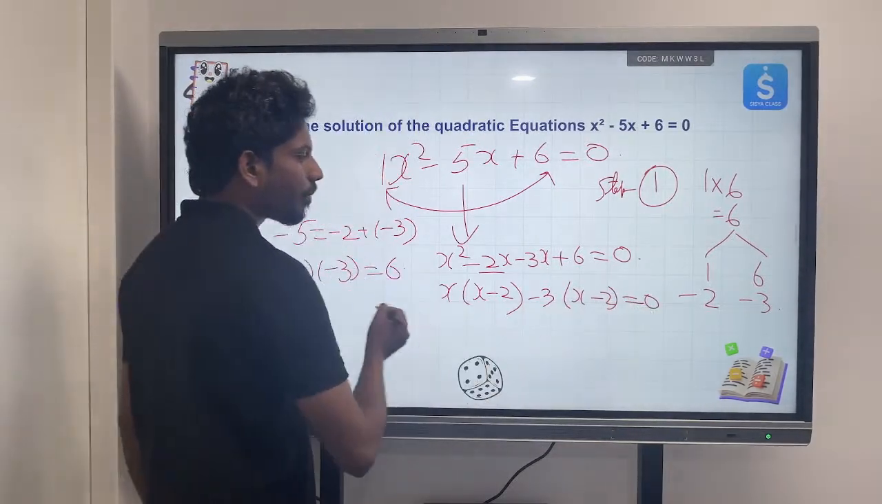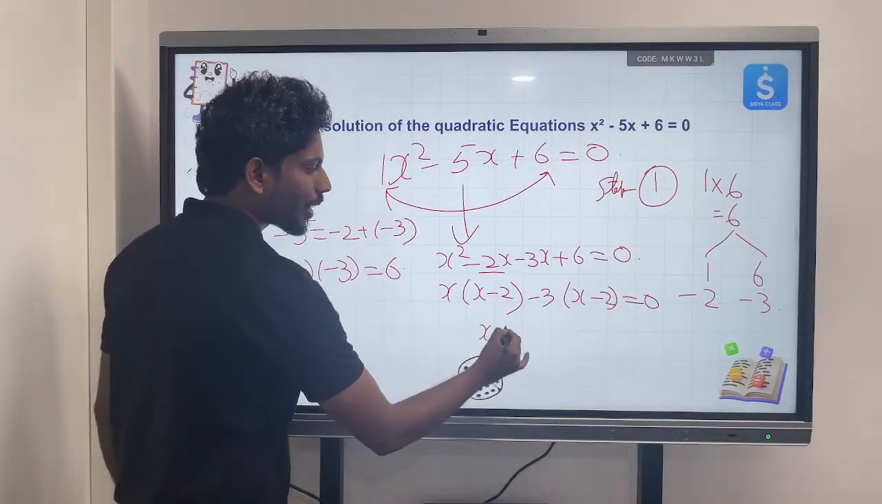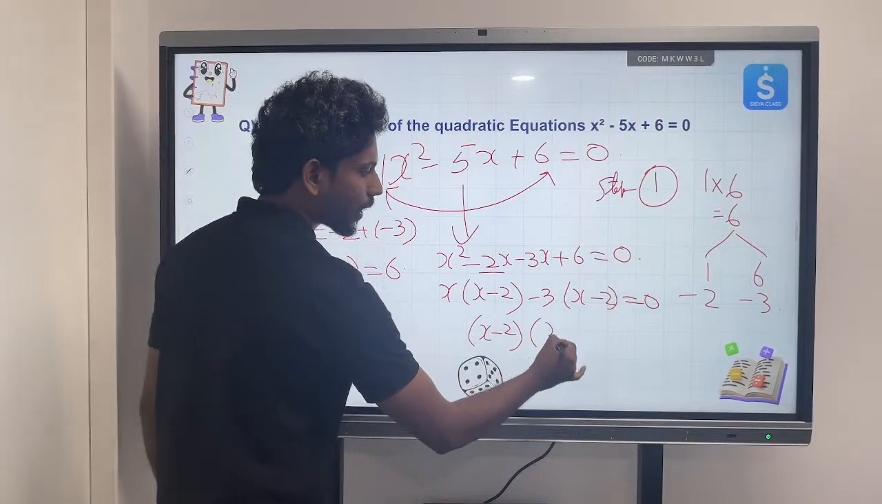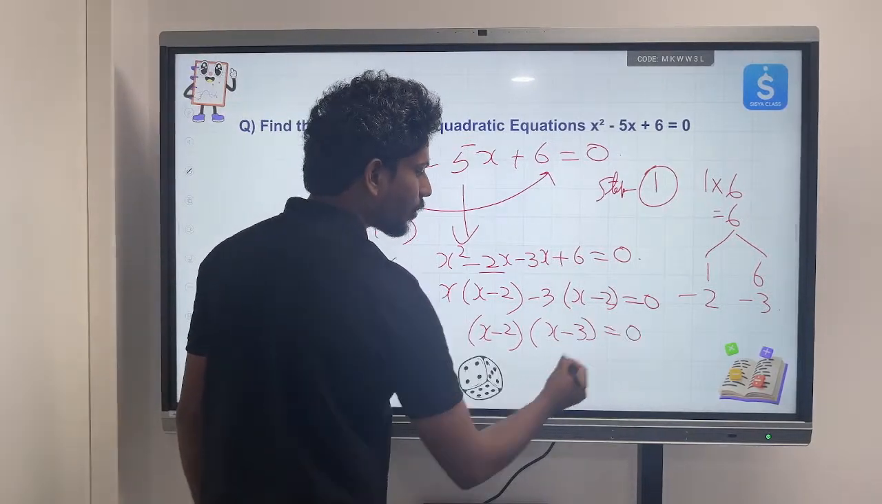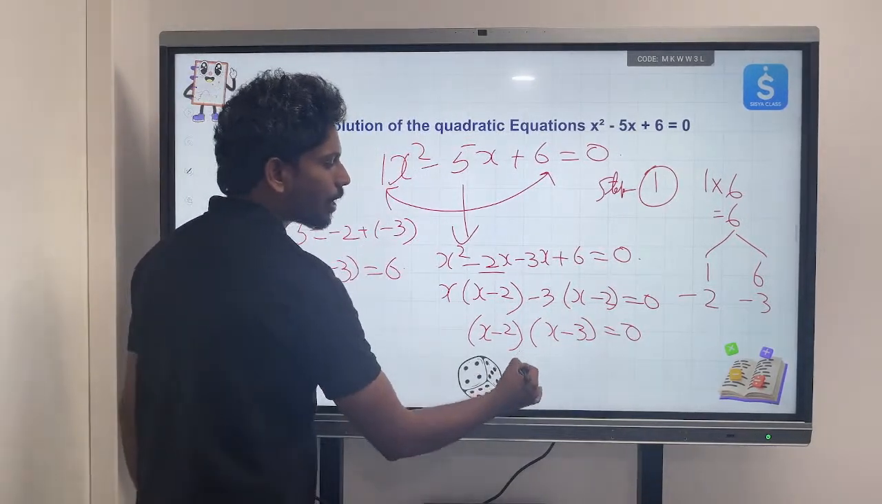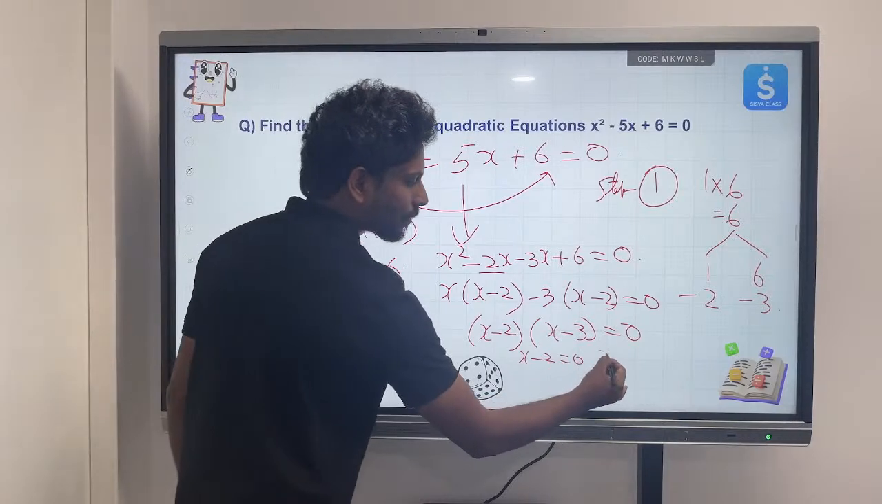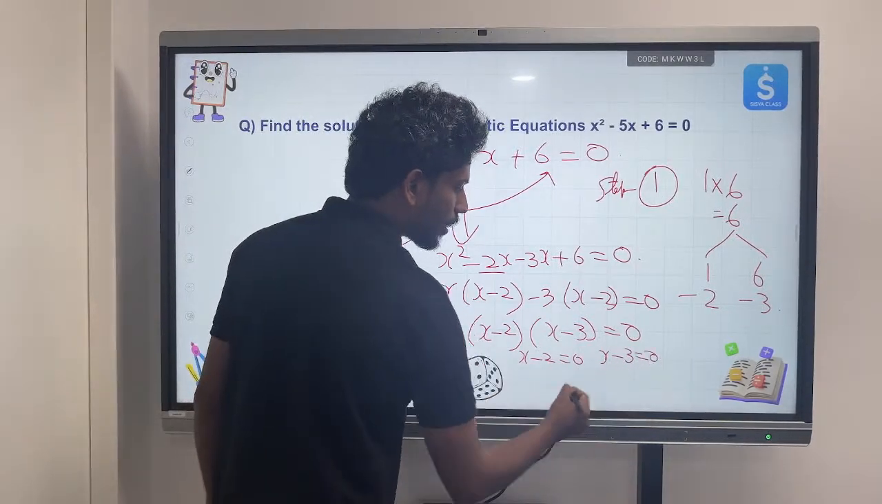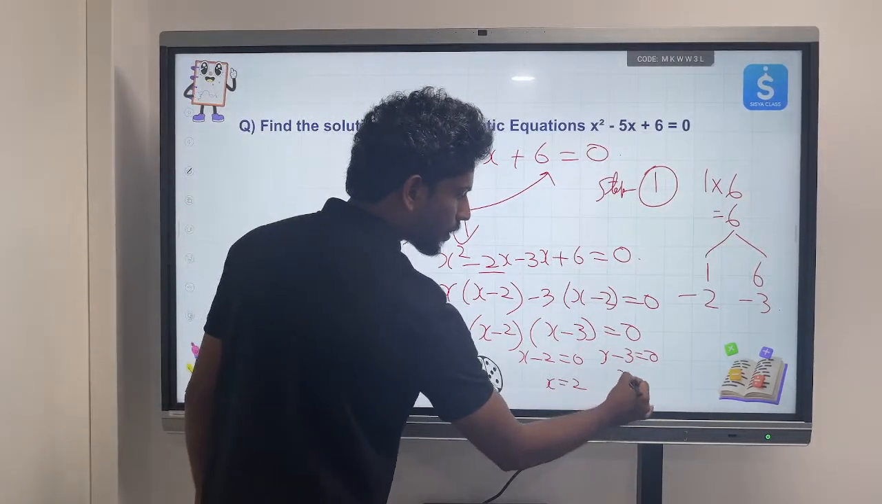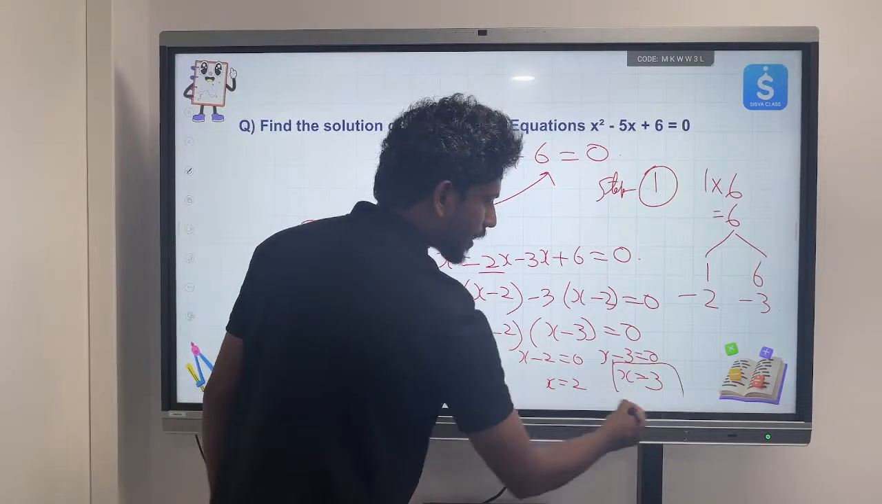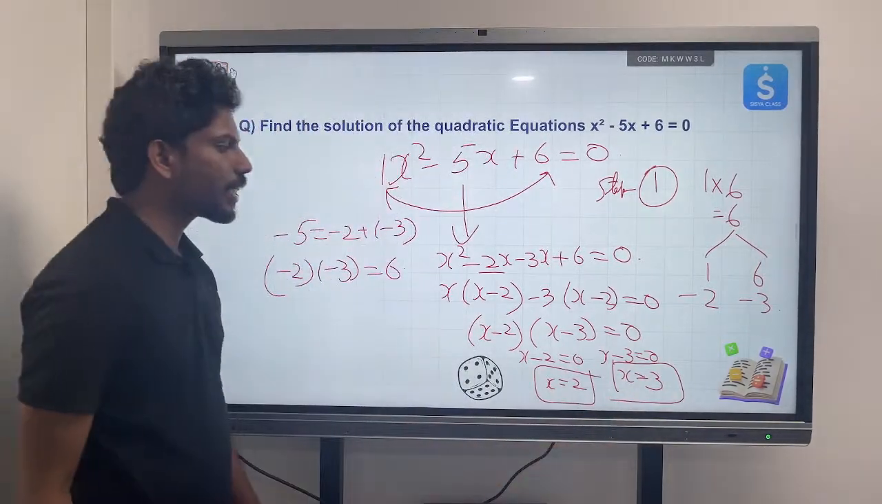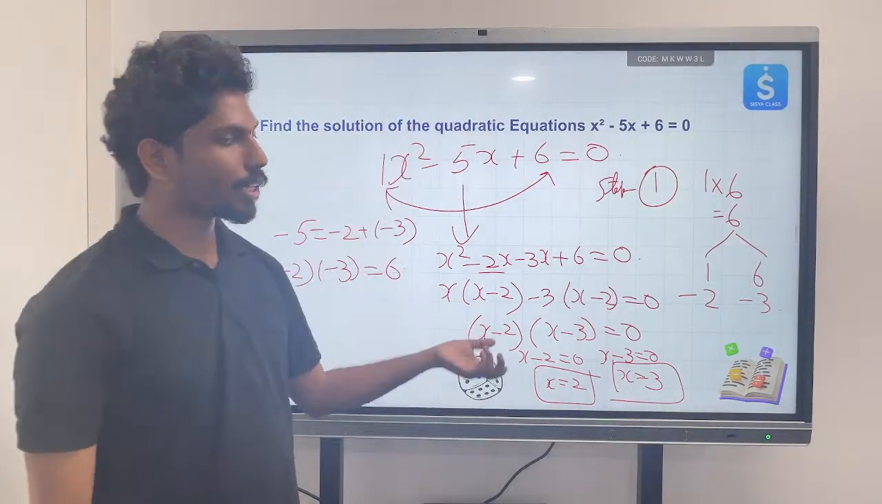So what can you take common in the whole thing? You can take x minus 2 common, and you can take x minus 3 common. Now you can individually equate it to the right hand side. So this will become x equals to 2, x equals to 3. So this x equals to 2, x equals to 3 are called the roots of the quadratic equation.